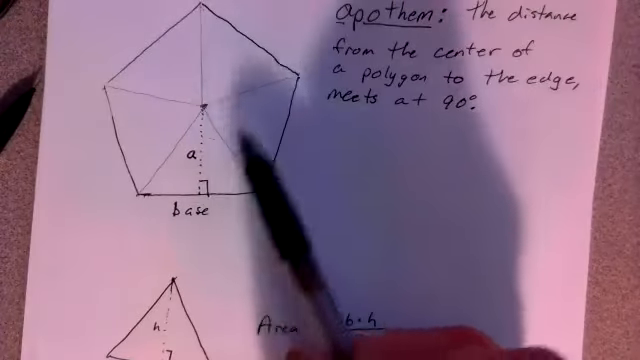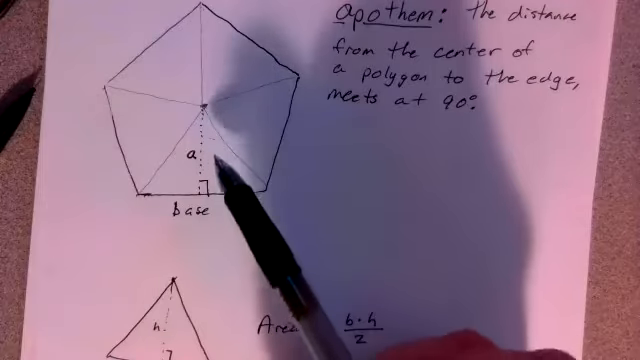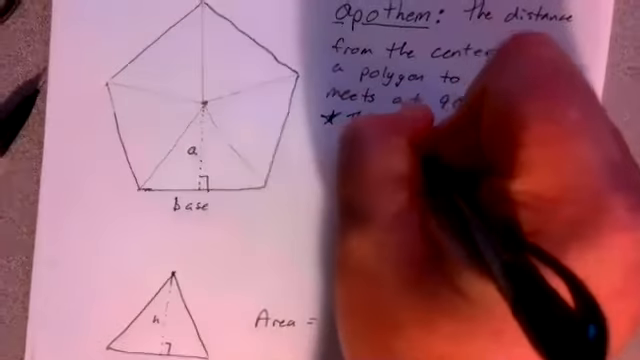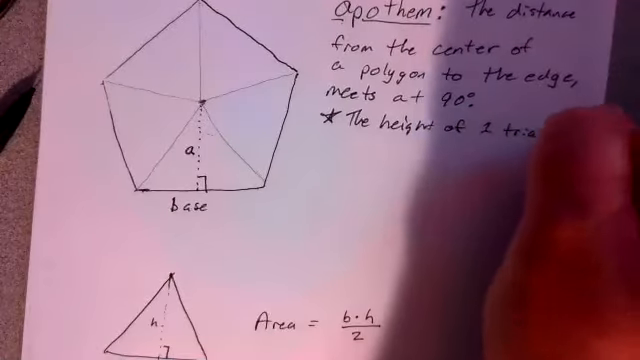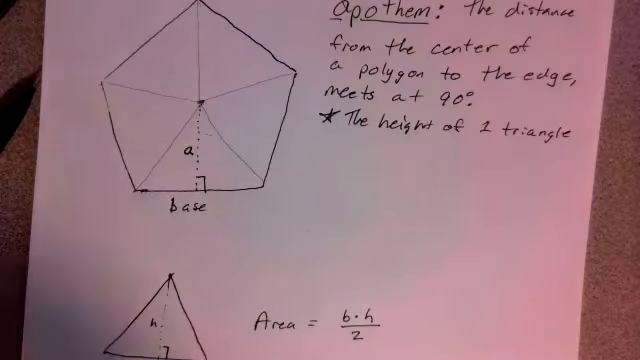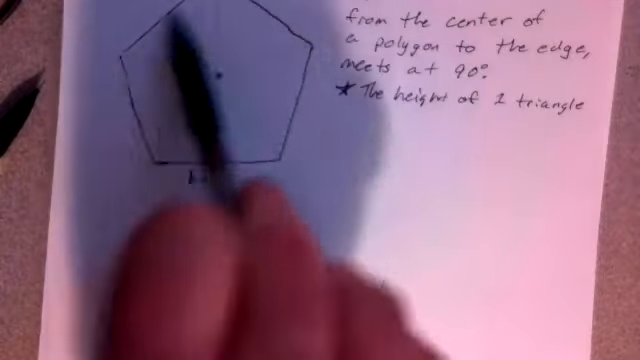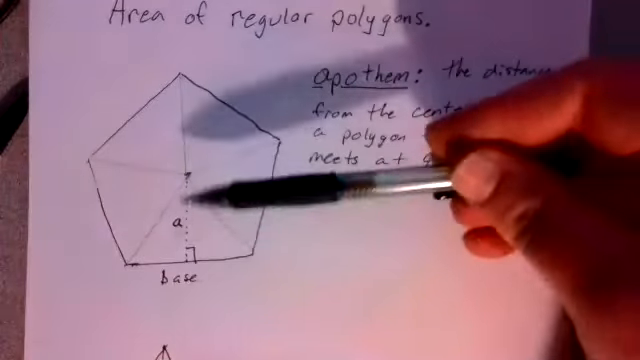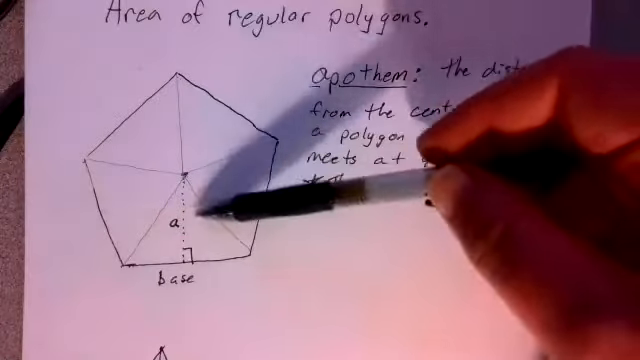So the apothem for a polygon is the height of one triangle. Right? So we can think about this as the height of one triangle. Okay? So if I want to put together a formula for any regular polygon, so even if we had like 17 sides, it doesn't matter the number of sides, we could always break it into however many triangles there are for the number of sides that they have.